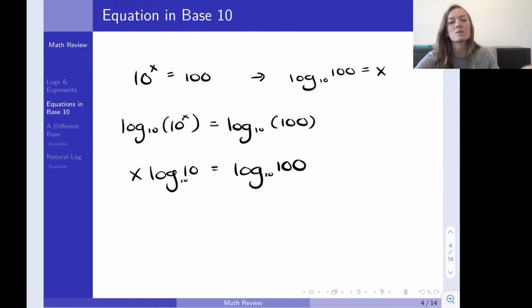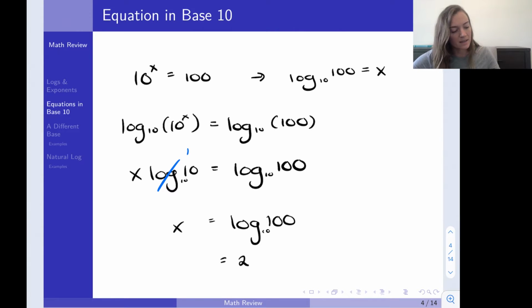But log base 10 of 10 is just equal to 1. That was one of our log rules that we saw in the previous video, that when the base and the argument of your log are the same, that's just equal to 1. So this is just equal to 1. So then I just have x is equal to log of 100, base 10. And so this is obviously equal to 2. And we're back at the same place we got to in one step earlier. So now this might seem like a really roundabout way to solve a pretty simple equation, and it is, but most equations are not going to be this simple, and you're going to need to take the log of both sides and solve for x that way.